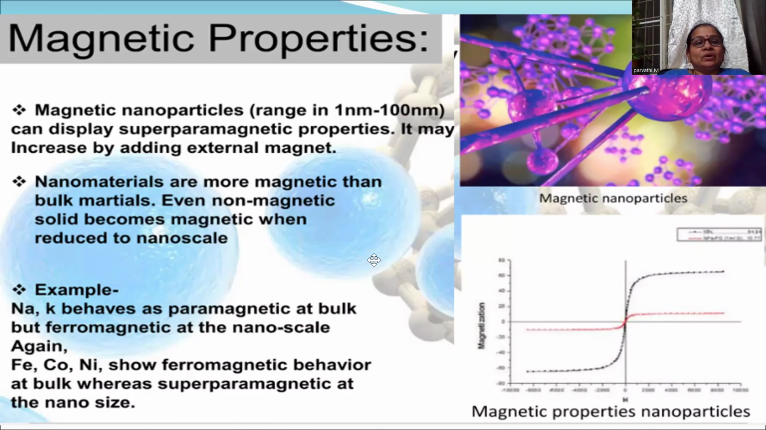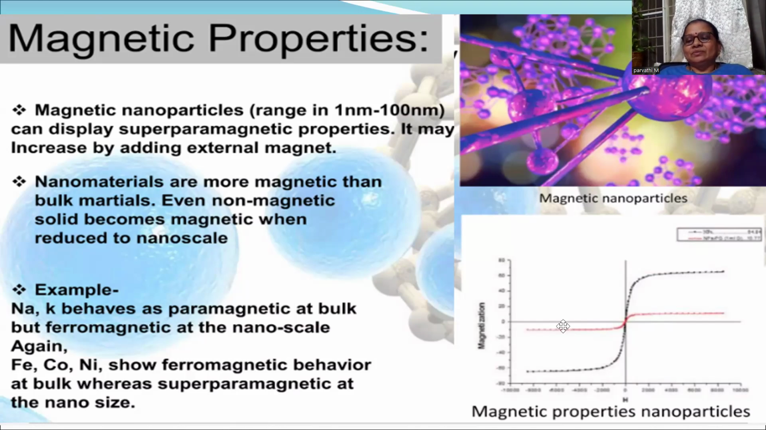Even a non-magnetic solid becomes magnetic when reduced to the nanoscale. Even if it is a non-magnetic material, when it is cut to the nano level, it exhibits a little magnetic behavior. As an example, sodium and potassium behave like paramagnetic materials in bulk, but ferromagnetic at the nanoscale. Ferrite, cobalt, and nickel show ferromagnetic behavior in bulk, whereas they are superparamagnetic at nano size.